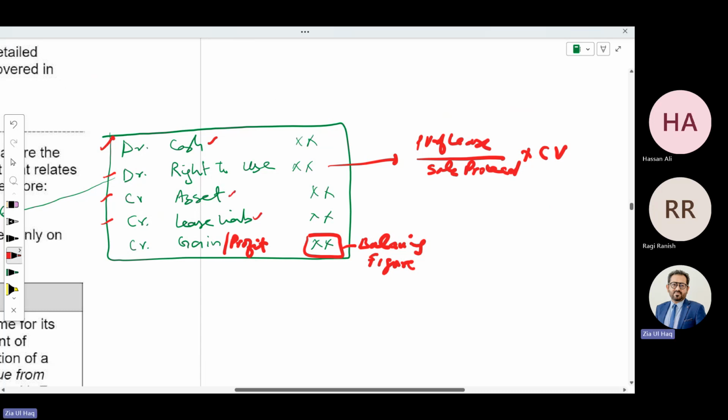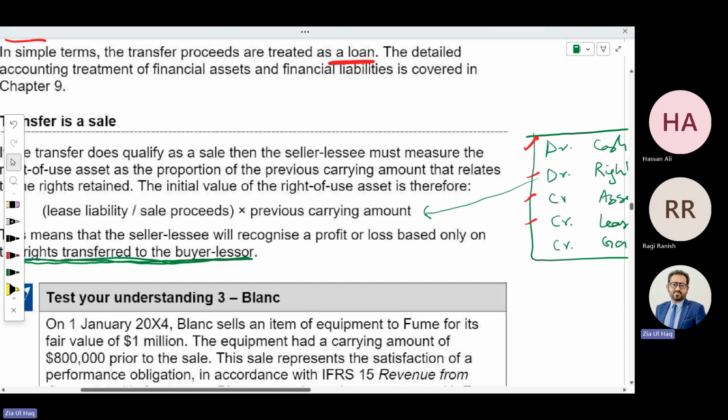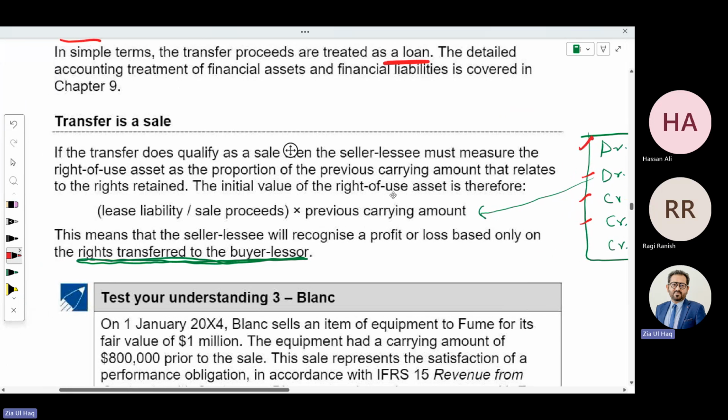Using this formula, we need to calculate the right of use. And this formula is given here. The initial value of the right of use asset is therefore lease liability divided by sale proceeds multiplied by previous carrying value. This means that the seller-lessee will recognize a profit or loss based only on the right transferred to the buyer. The right retained will be eliminated from profit.